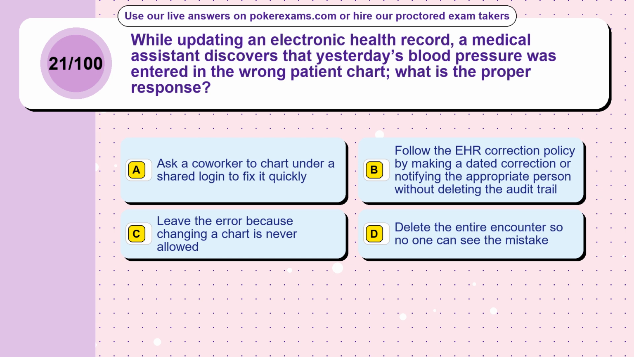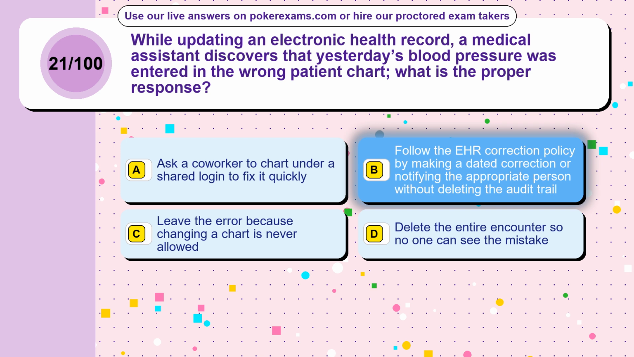Question 21. While updating an electronic health record, a medical assistant discovers that yesterday's blood pressure was entered in the wrong patient chart. What is the proper response? Option A. Ask a coworker to chart under a shared login to fix it quickly. Option B. Follow the error correction policy by making a dated correction or notifying the appropriate person without deleting the audit trail. Option C. Leave the error because changing a chart is never allowed. Option D. Delete the entire encounter so no one can see the mistake. The correct answer is option B.